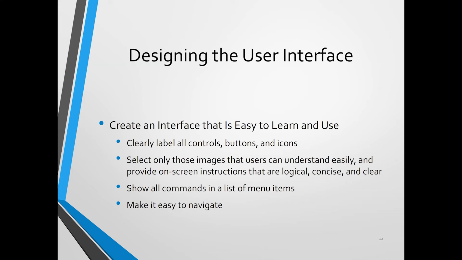Somebody prefers to have a shortcut. For example, we know that when we press Ctrl S, it means save. But the users may not know. That's why, apart from the buttons that you have on the screen, you should provide all the commands in the list of menu items that users can click on the menu and then choose save as well.